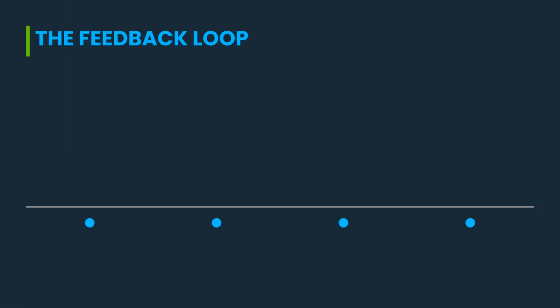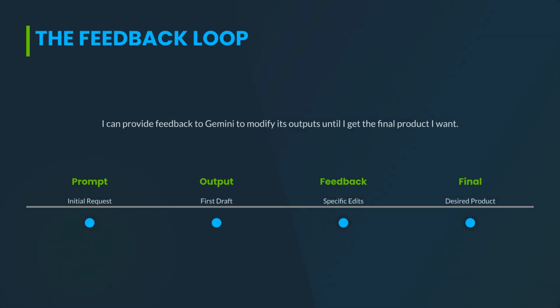Instructional design with AI is rarely a one-step process. It is a conversation. Iterative prompting is the skill of providing feedback to Gemini to modify its outputs. If the first draft isn't quite right, you don't start over. You simply tell Gemini what to change, what to add, or what to remove. This feedback loop is essential for refining the AI's work until it meets your exact standards for the final product.